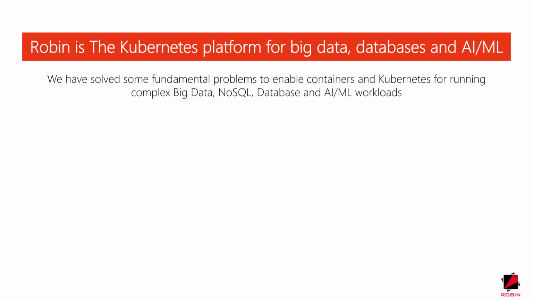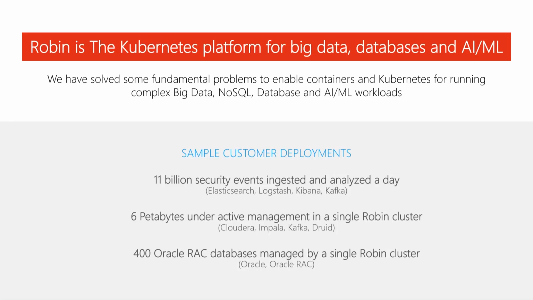I'm just going to show you what we have been able to do for a wide variety of applications. So this is a very small sample set of our usage today. We have a very large enterprise company that has basically deployed a pretty decent-sized Elasticsearch Kafka pipeline, and they ingest about 11 billion events into that cluster every single day. We have another company that basically deploys a multitude of Cloudera clusters and Kafka clusters and Druid clusters onto one Robin platform. And we have about 6 petabytes of storage under management into that cluster, all running on containers.